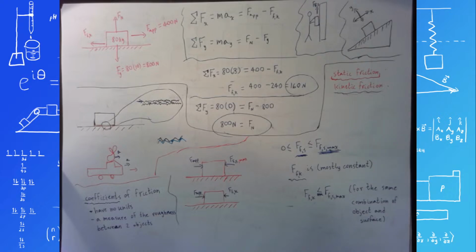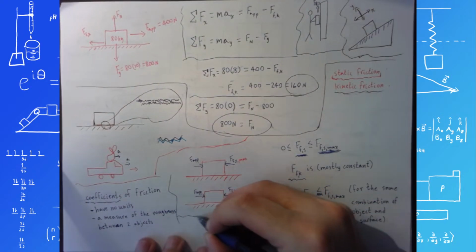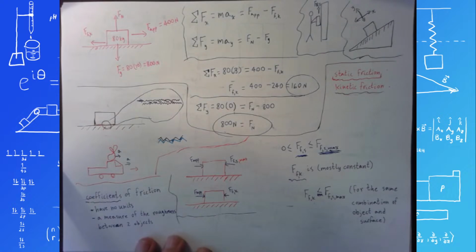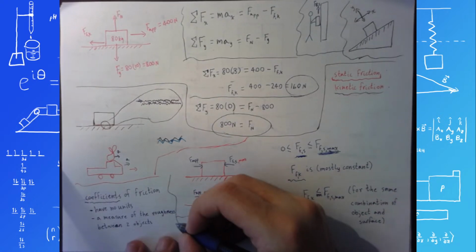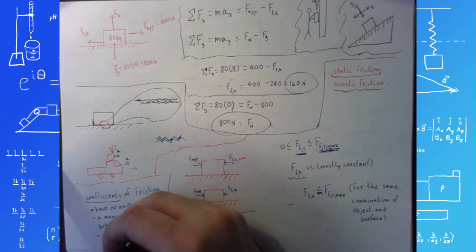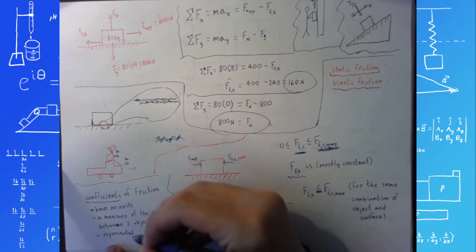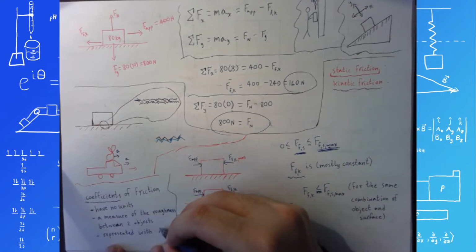Okay, so coefficient of friction covers roughness, and there are two different types of coefficients of friction because, well, there are two different types of friction. We represent the coefficient of friction with the Greek letter mu.